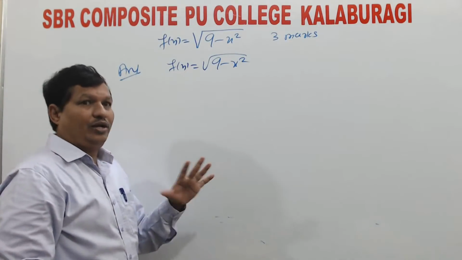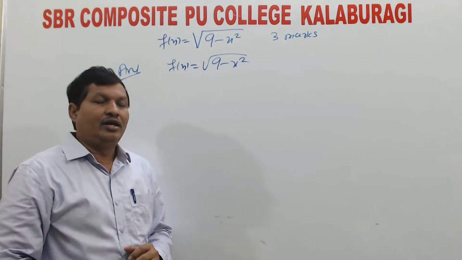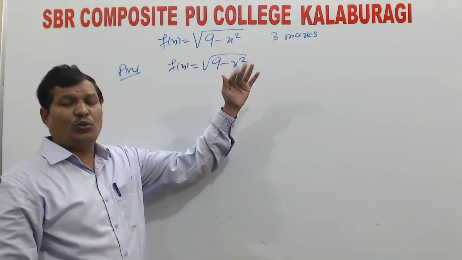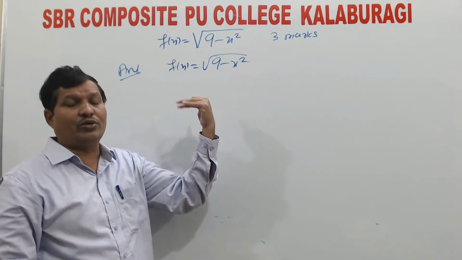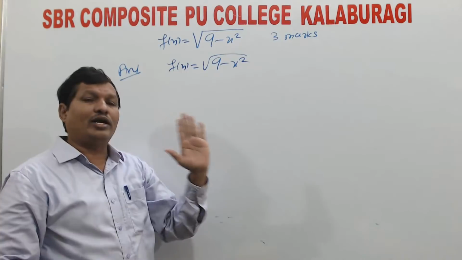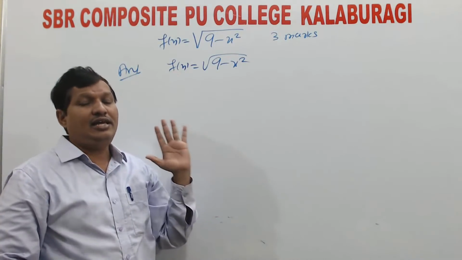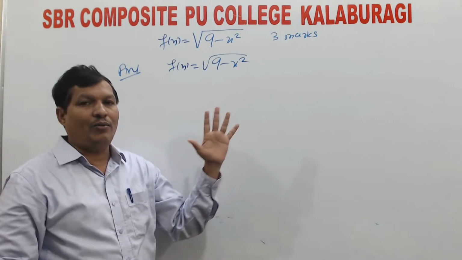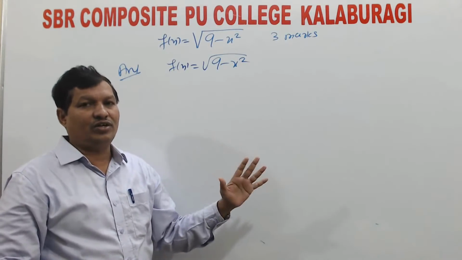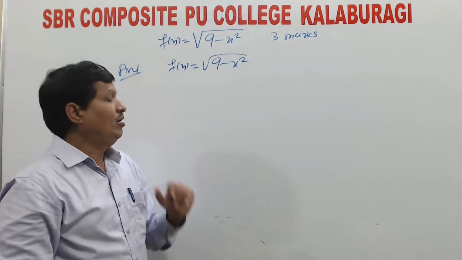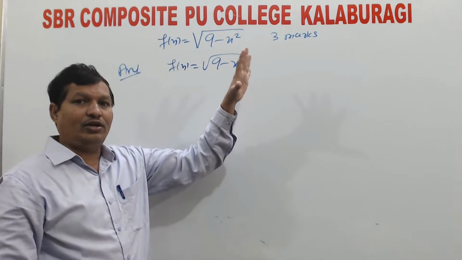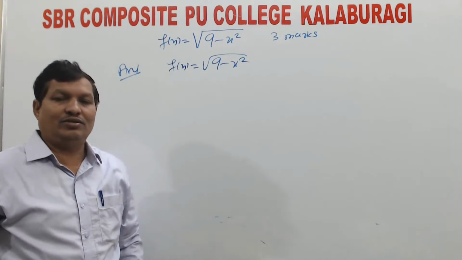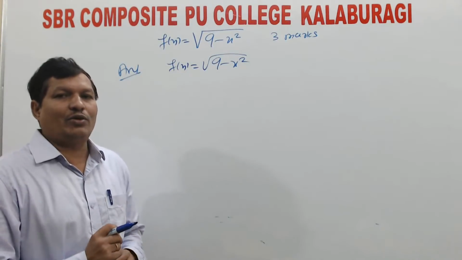I told you there is one trick here: how to find the domain and range. They will not give any set. On which set they are discussing, that also they will not give. You have to know that whatever examples they give, it is a real valued function. Real valued function means what? Codomain should always be a real number or a subset of real numbers. Keeping in mind that codomain is a real number, then only you have to find the domain and range. This is very important for the given function.